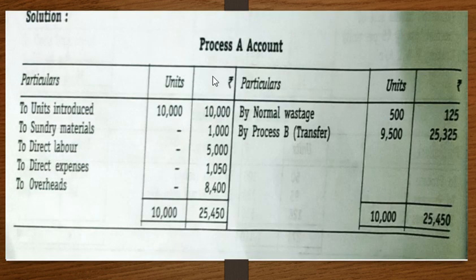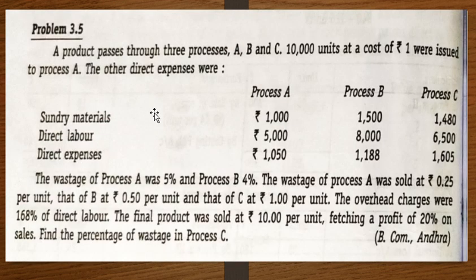The first process we're going to prepare is the process A account. So we have the input column and the output column. The expenses or the total cost will be considered in your input column, and your normal loss and the output which is going out of the process will be considered in your output column. In your input column, the items are sundry materials. Before that, how many units are introduced? 10,000 units at a cost of rupees 1 were issued to process A. So the number of units introduced is 10,000 units.